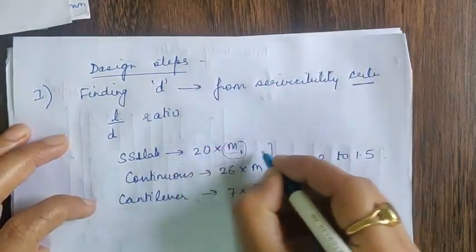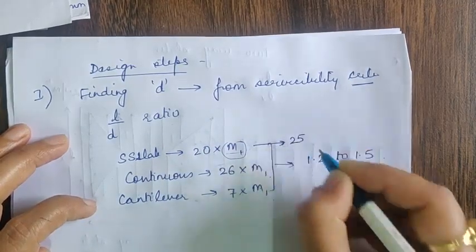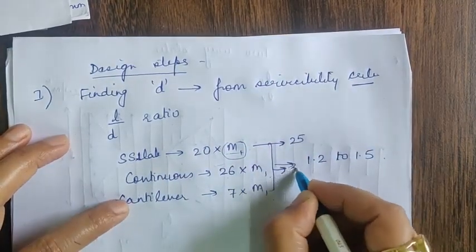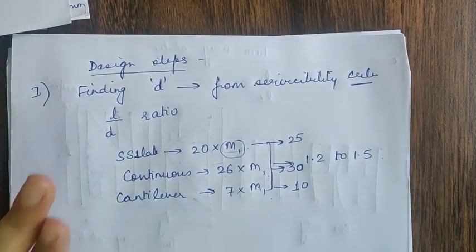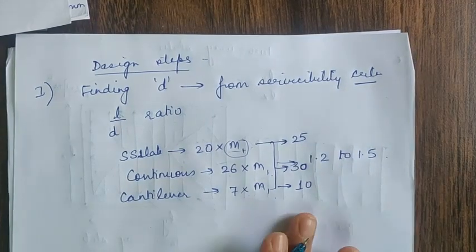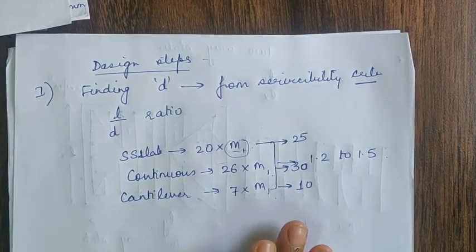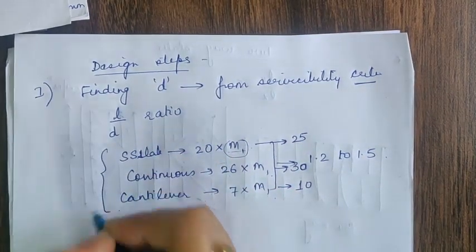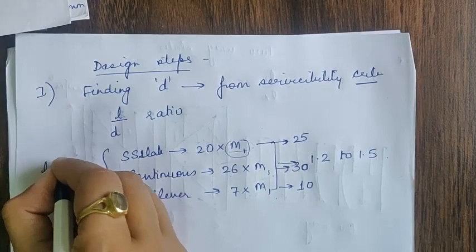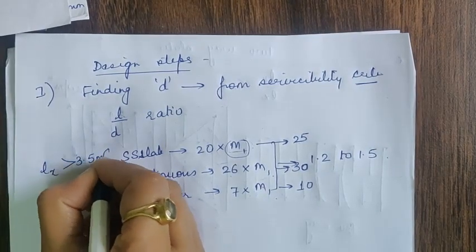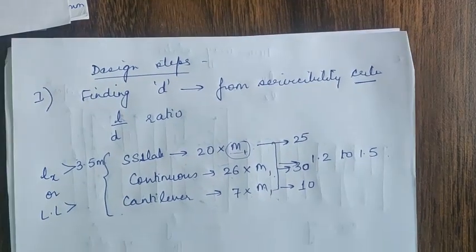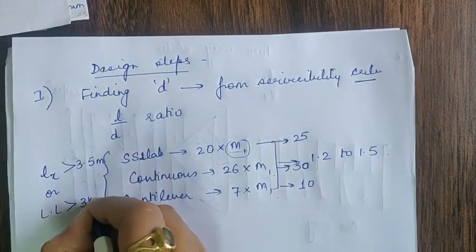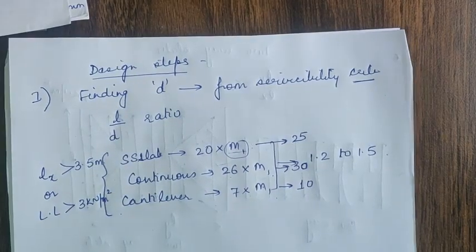We generally took, for simply supported slabs, this value to be 25. For continuous, we took this value to be 30. For cantilever, we generally took this value to be nearly 10. Okay. Now, what does the code say for two-way slabs? The code says that for two-way slabs, we'll take this particular criteria if Lx is greater than 3.5 meters or if live load is greater than 3 kilonewton per meter square.